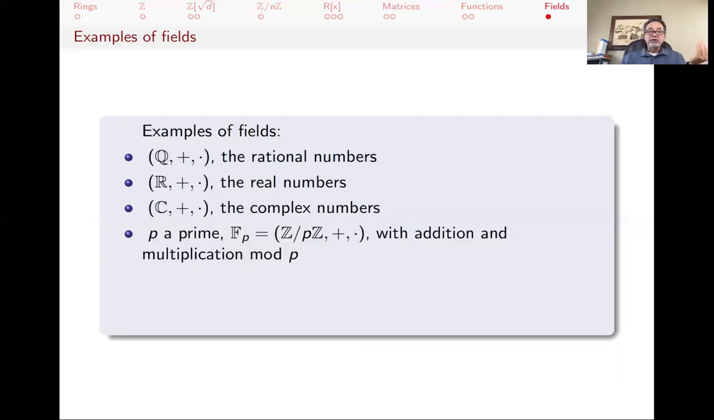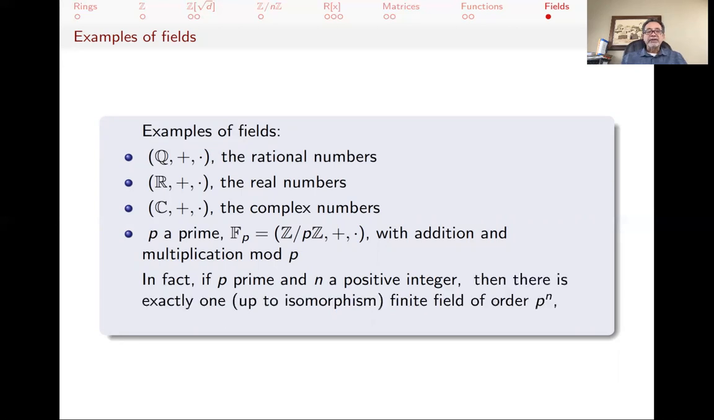If p is a prime, we have already talked about this: F_p, Z mod pZ with addition and multiplication mod p, is also a field. In fact, this is a fact that I'm not ready to prove, but we will prove much later on in the chapters on Galois theory and field theory: if p is a prime and n is a positive integer, then there's exactly one, up to isomorphism, finite field of order p to the n, a power of a prime. And those are the only finite fields. So in other words, there's no finite field of order 6. There's no finite field with 6 elements because 6 is not a power of a prime. But there's exactly one of order 9, and another one of order 27, and one of order 3.